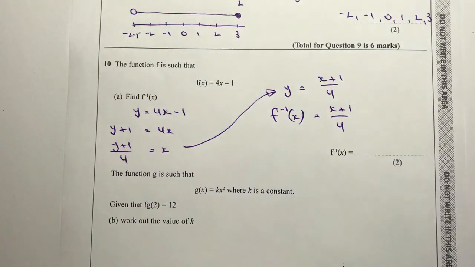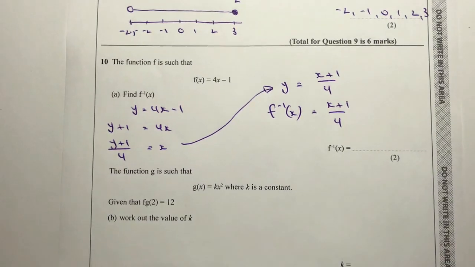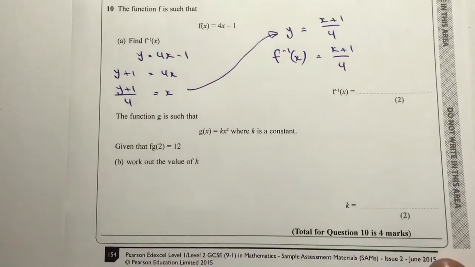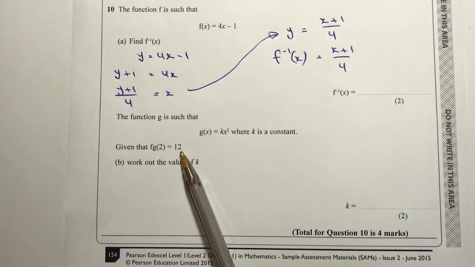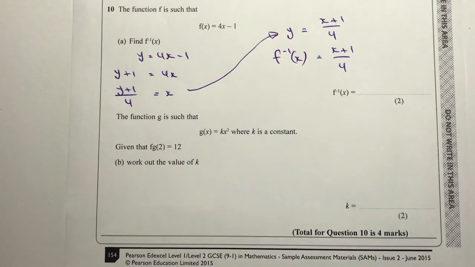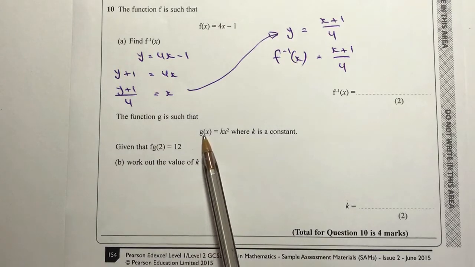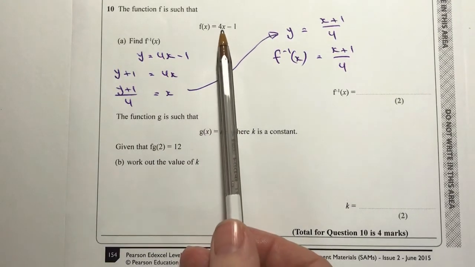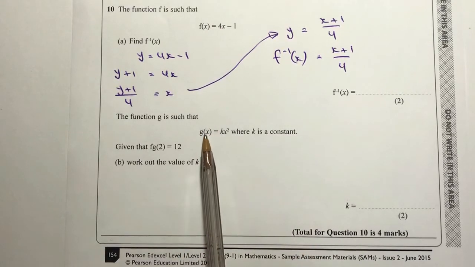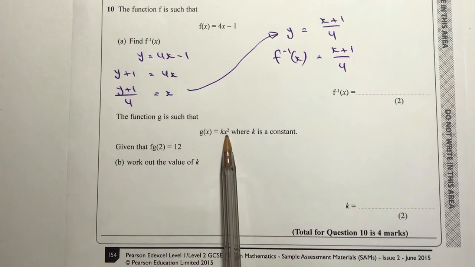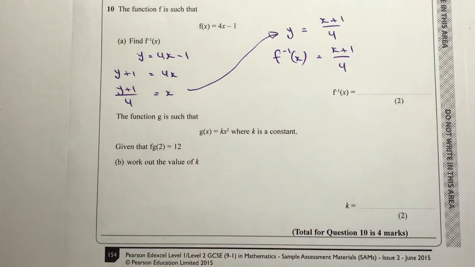Okay, then the final part of this one is the function g is such that g of x equals kx squared, where k is a constant. Alrighty. Then it says given that that equals that, work out the value of k. Well, in order to do that, I'm going to take this g of x and plug it straight into here. So what they mean is this g of x is this, put it straight into here. And again, if you look at the playlist on functions, that will help you a little bit.